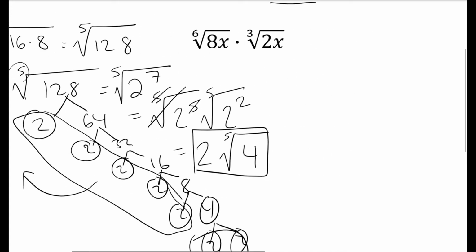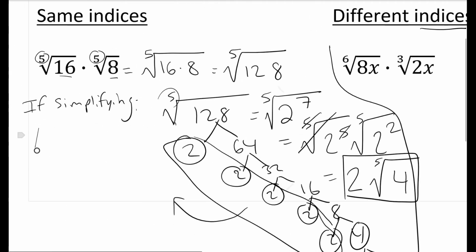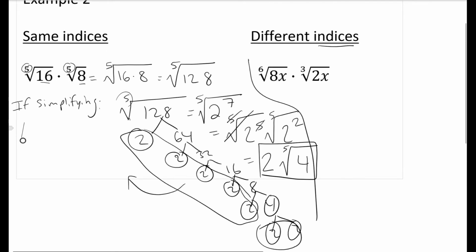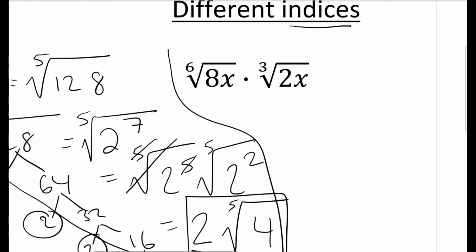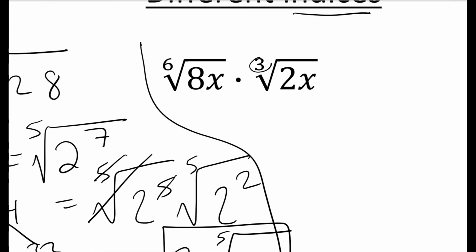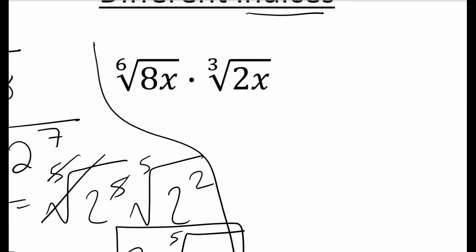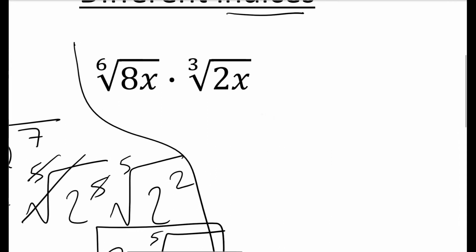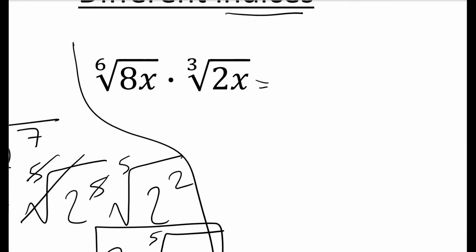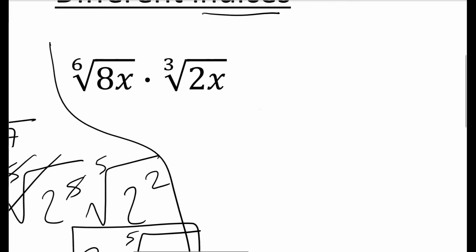All right, so for the next example, let's look at the different index case. Since the indices are different, we cannot combine them under one radical. So in order to do this, the only easy way is to convert these into rational exponents. So what do I mean by that? Well, converting them into fractional exponents.